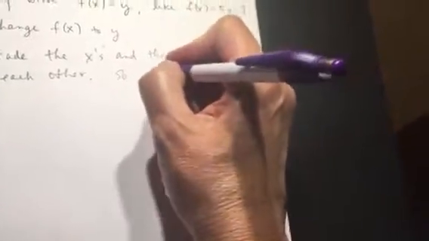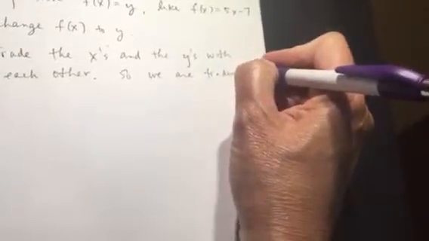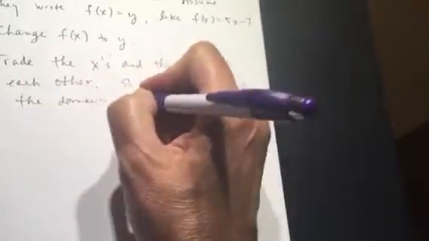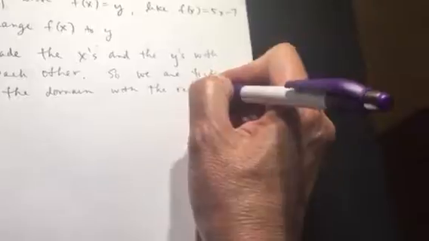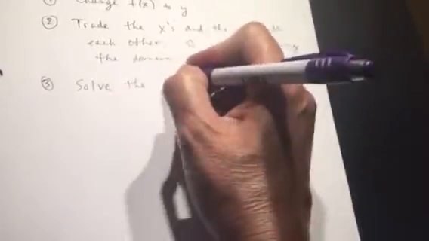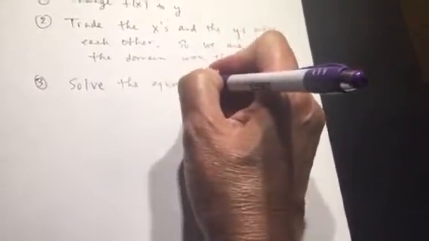So we are trading the domain with the range. But I don't want to stop there. Then take your equation after you've traded them and solve it for y. Solve the equation for y.